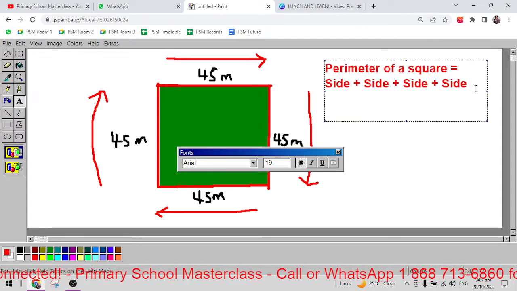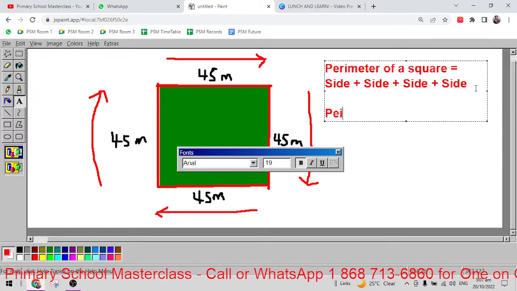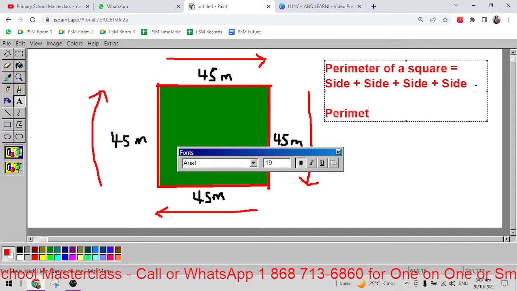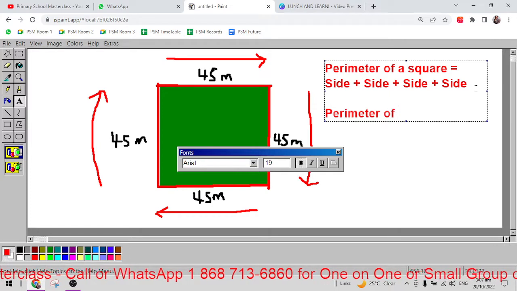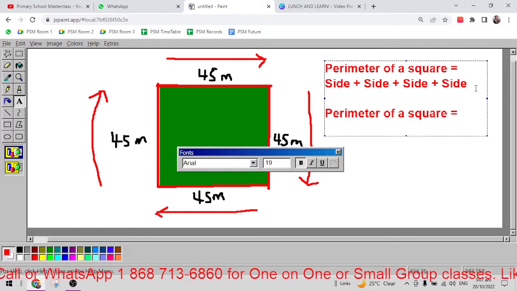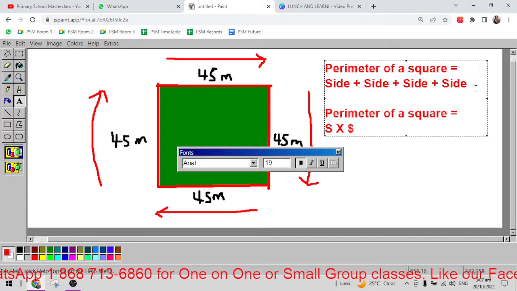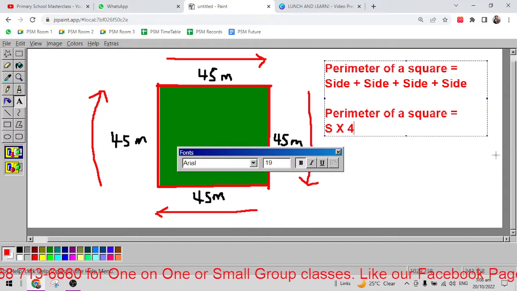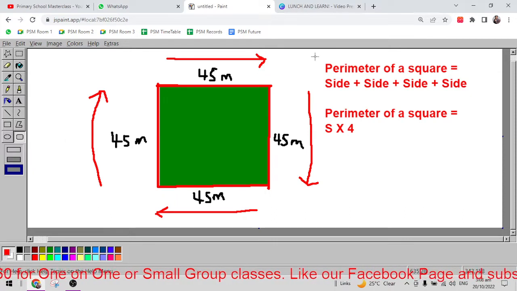Also, I must make mention, some people also say perimeter of a square is a shorter way to do it: side multiplied by 4. And there's nothing wrong with saying that. Right? So the perimeter of this square, let me just box this off because this is the formula.